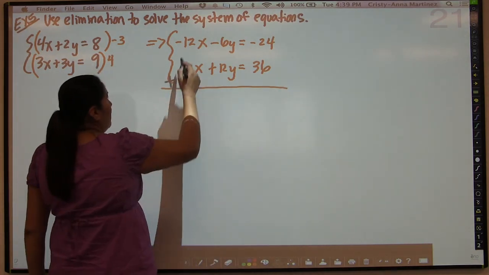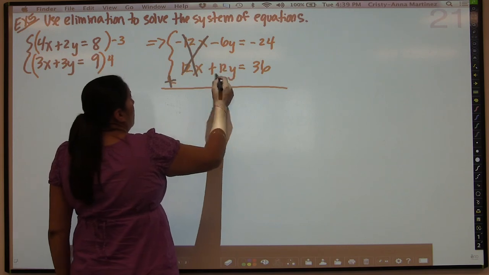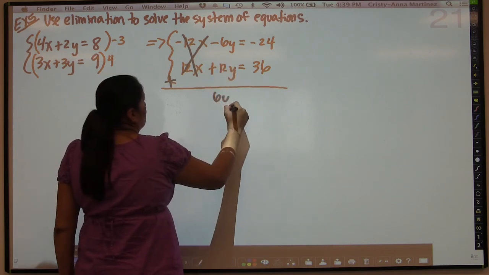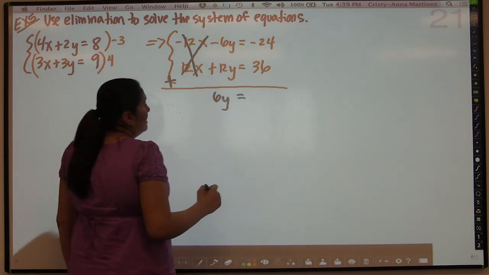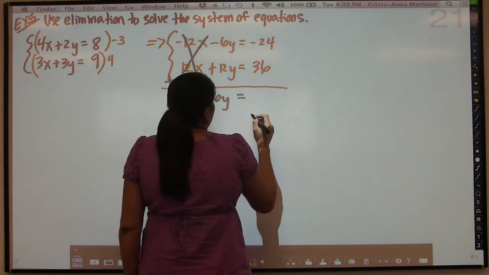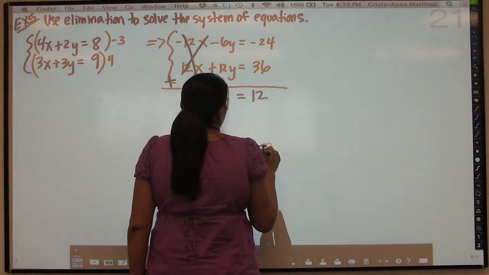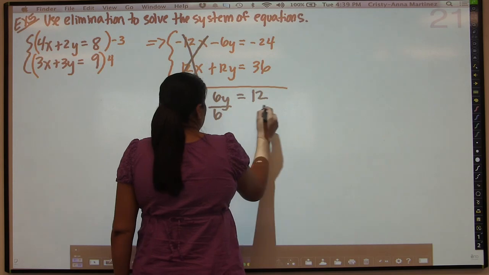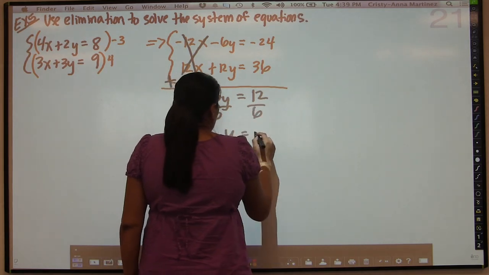The 12x minus 12x will cancel. 12y minus 6y is just 6y. And 36 minus 24 is going to be 12. Divide both sides by 6. Y equals 2.